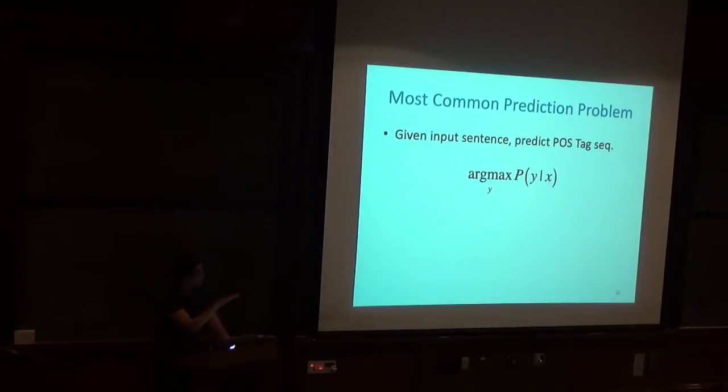So the most common prediction problem, which I haven't talked about yet because it requires the Viterbi algorithm, is predicting P of y given x. In particular, not just predicting P of y given x, but choosing the y that maximizes P of y given x. So we're given a sequence of words, and we want to compute the sequence of part-of-speech tags y that has maximal probability under the hidden Markov model conditioned on observing x.